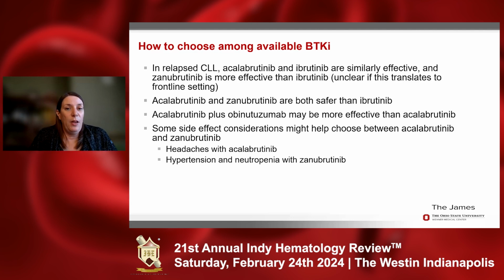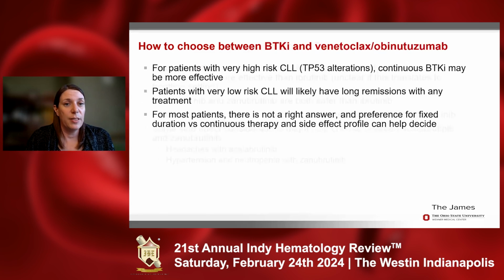So, we have 3 drugs in this class. Acalabrutinib and zanubrutinib are the preferred agents because of their safety. And between the two, it's hard to say that one is actually better than the other in terms of efficacy, really, or safety. There's a few differential side effects with the different drugs that might be taken into consideration for specific people. So acalabrutinib can cause headaches. Zanubrutinib seems to have a little bit higher rate of neutropenia, which is lowering of the good white blood cell count. Also might have a little bit higher rate of hypertension. So overall, acalabrutinib and zanubrutinib are the preferred options.